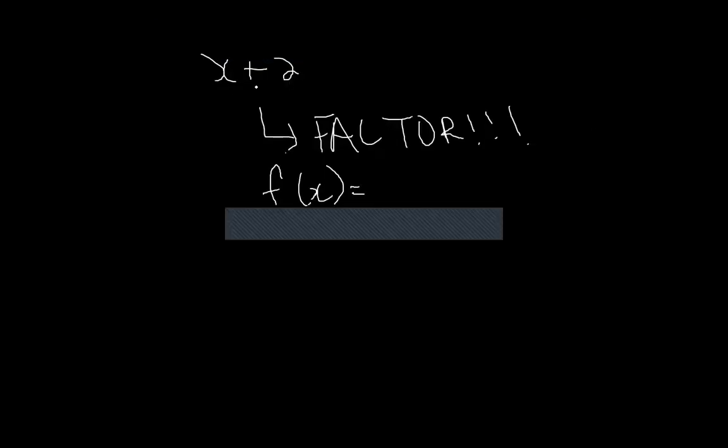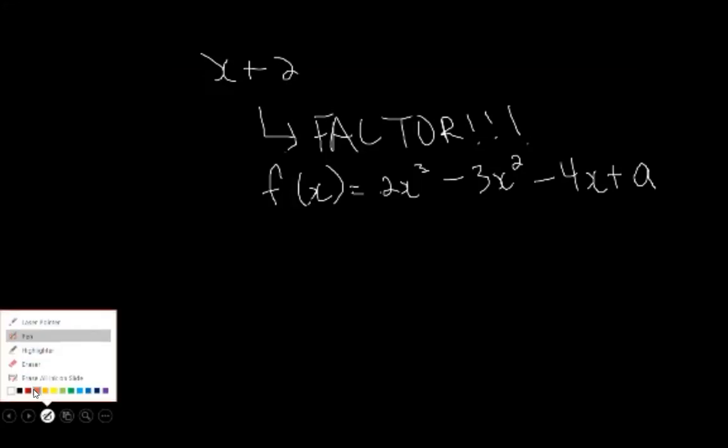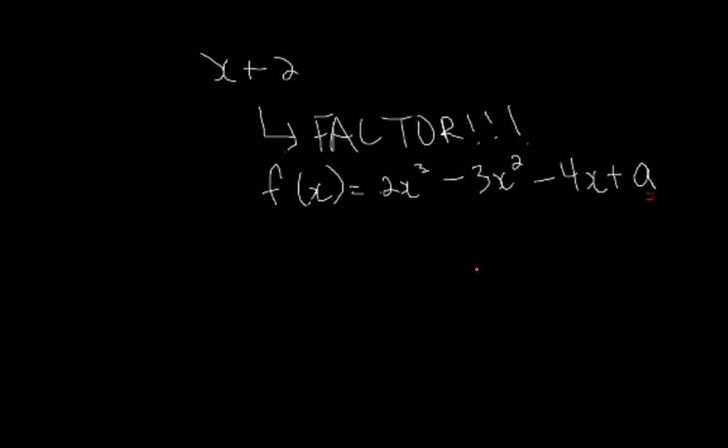Right, so we're given that this x plus 2, so this divisor, is a factor of the function f of x, which is given by 2x cubed plus 2x cubed minus 3x squared minus 4x plus a. Now what do they want you to do? Well, they want you to find the value of a. But how exactly do we go about doing that? Since they told us that this is a factor, I know that if a divisor is a factor, then the remainder is going to give me 0.